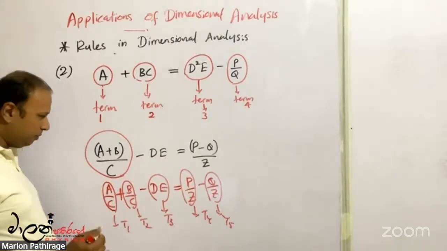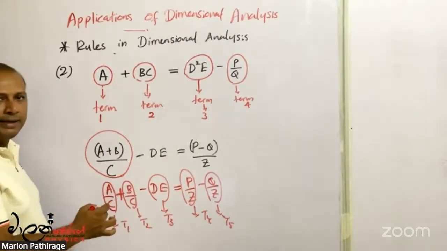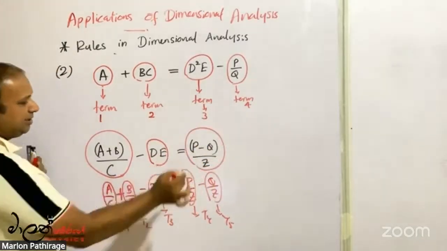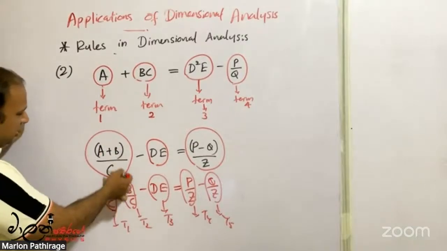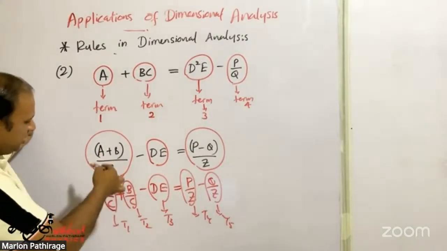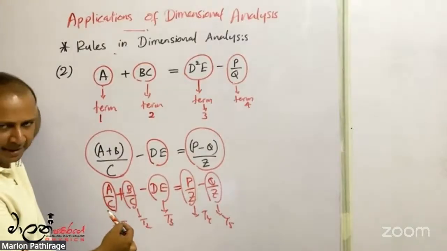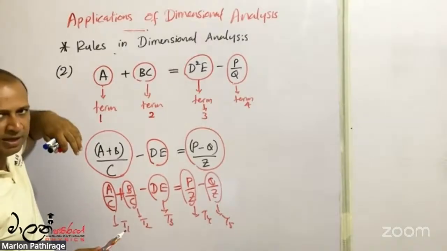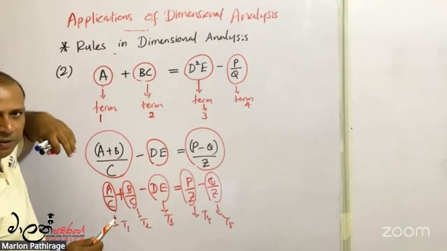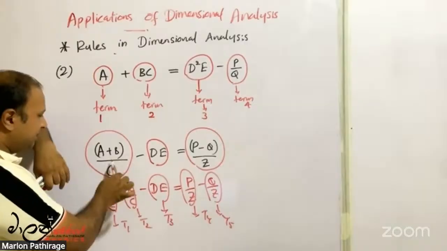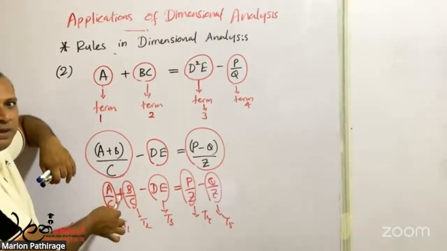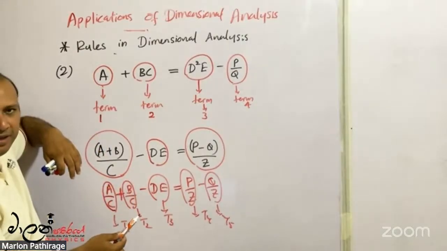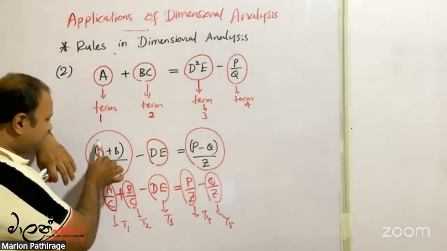A plus B over C is a single term. Then D is a single term. This entire part is a term, because there's a division. A plus B over C is a division. And you know A plus B means addition or subtraction cannot be done among two different physical quantities. Therefore, there is a same physical quantity. Actually, there are two same physical quantities. A plus B means that is a same physical quantity. Okay? Therefore, this one is a single physical quantity.